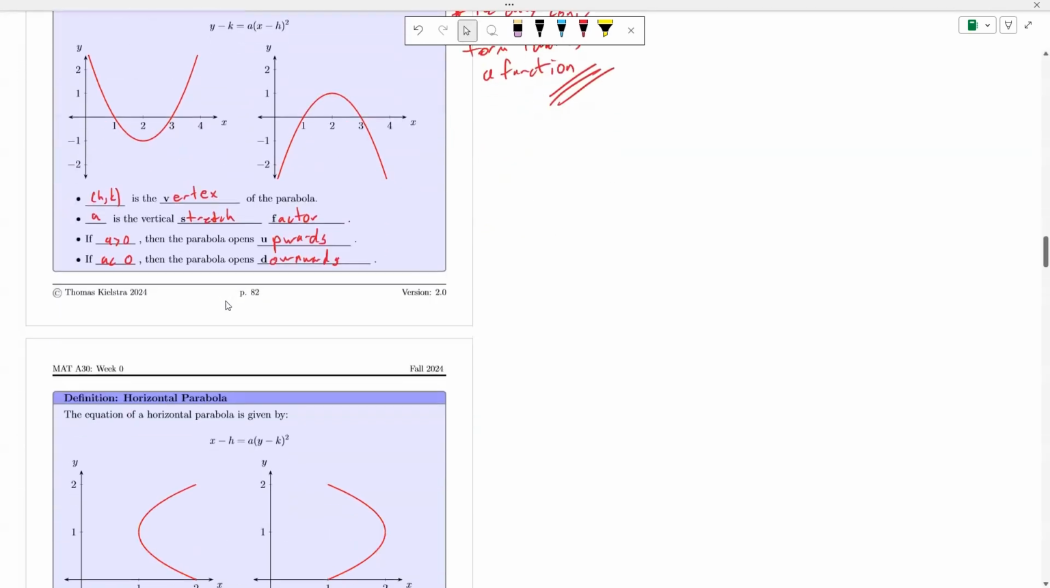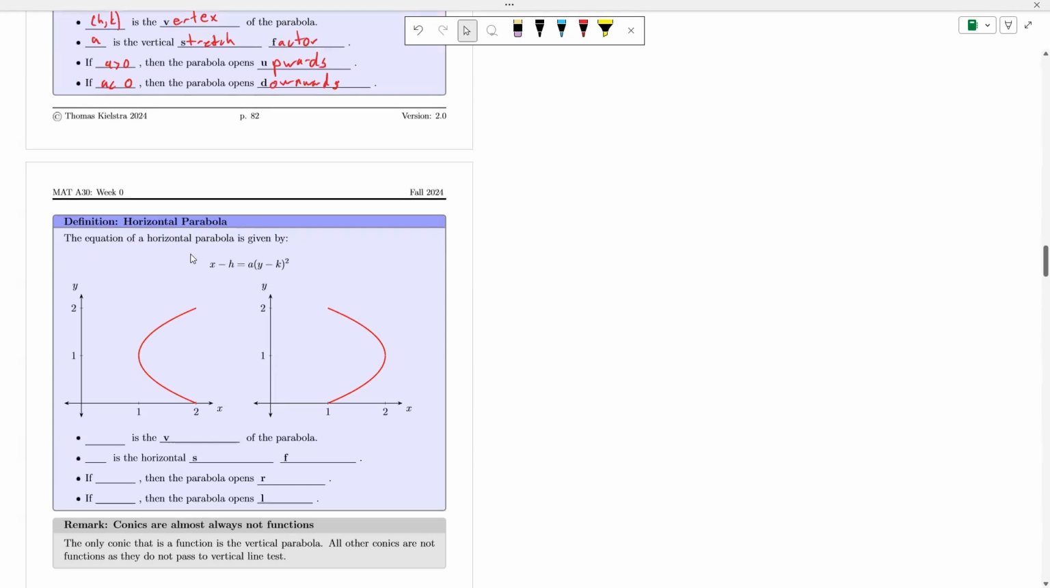Now we have horizontal parabolas. For horizontal parabolas, (h, k) is the vertex of the parabola. A is the horizontal stretch factor. If A is greater than 0, then the parabola opens to the right. If A is less than 0, then the parabola opens to the left.